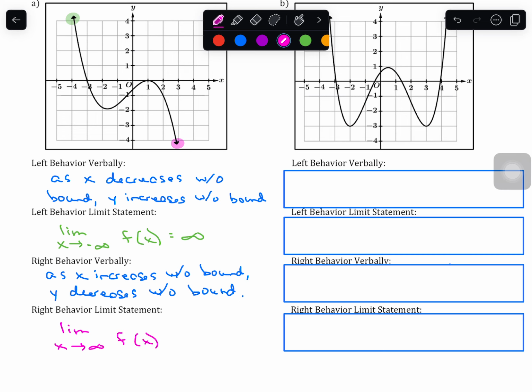Still of the same function, and this time it's going to be approaching negative infinity. Okay, that's all it is. It's just a different way to write those interval notations that we've been practicing since day one.